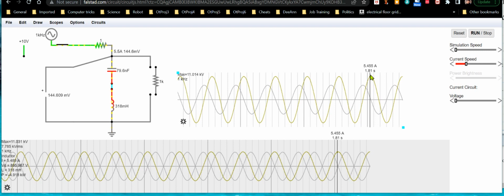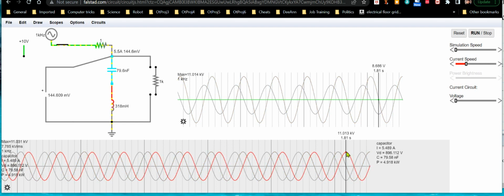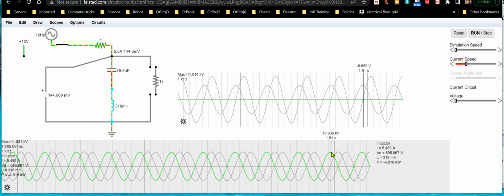You can see the current peaks at about 5 amps, and that's 90 degrees out of phase with our capacitive voltage. So our capacitive voltage is lagging the current, and the inductive voltage is leading the current. Which is what you would expect, because with inductors, the current lags the applied voltage by 90 degrees. With a capacitor, the current leads the voltage by 90 degrees.